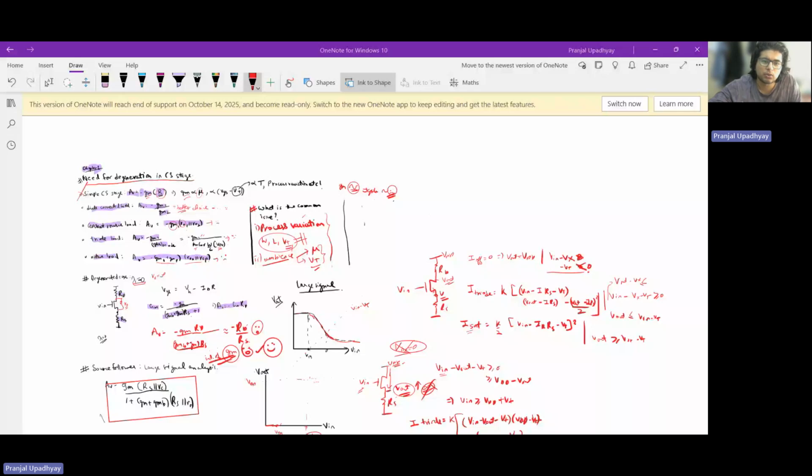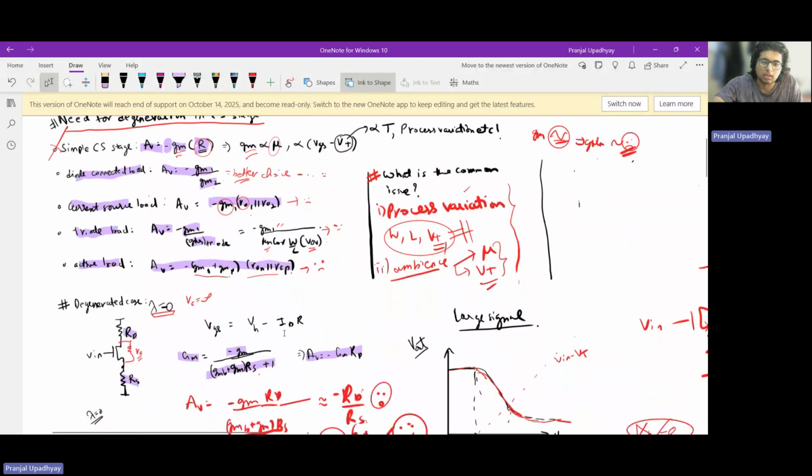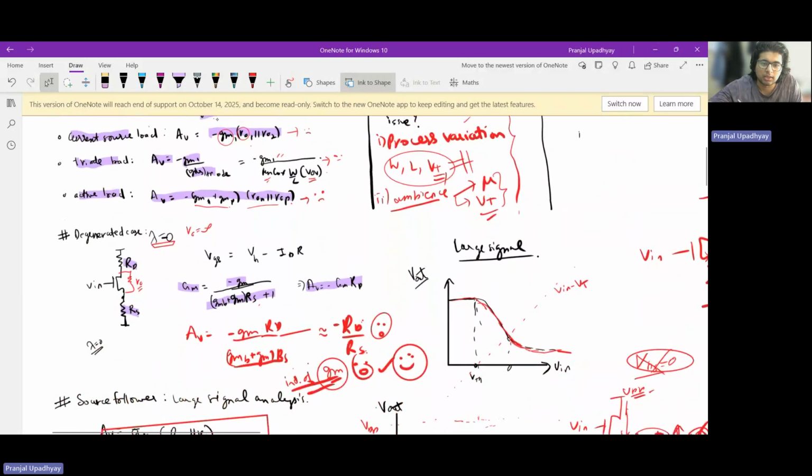I'll quickly go through the expressions that we have derived. For a simple CS stage, the gain is this; for diode connected, the gain is this, and so on, which you can already read. For the degenerated case, the gain looks like this. Here the gain is decreasing, because initially we had gain equal to GM times RD, but now the gain is GM times RD divided by this factor.